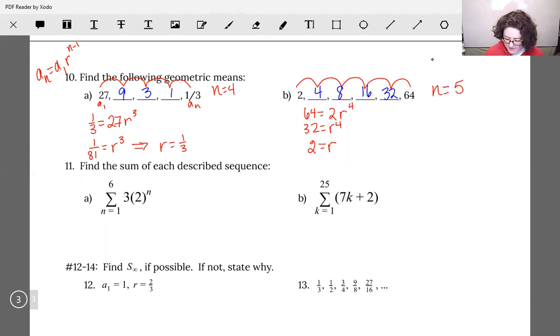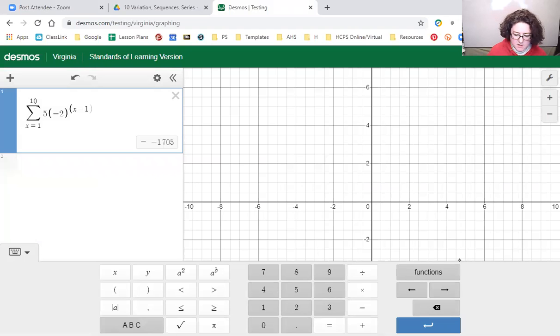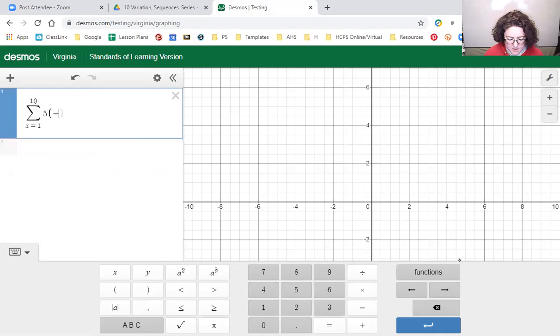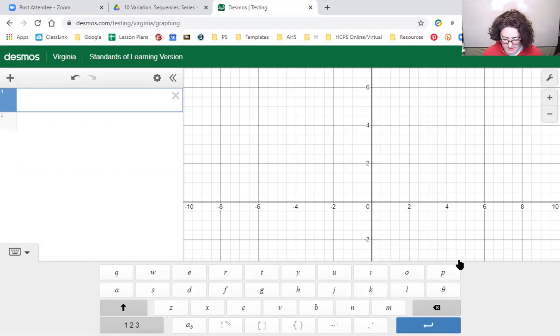Alrighty, so let's plug these in. Let me change over to my web browser. There we go. So again, to get our summation in there, let me delete that out. Two ways we could do that. You could go to Functions under the Miscellaneous menu and hit the summation button right above midpoint. Or you could, from your keyboard, just type in sum and the calculator knows what you're trying to do.